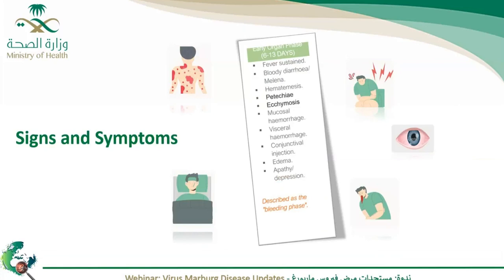The second phase, or early organ phase, lasts from 6 to 13 days after infection, and it's also described as the bleeding phase. Fever will also be sustained, and the patient might complain of signs and symptoms of upper or lower GI bleeding, like bloody diarrhea, melena, hematemesis, or other visceral hemorrhage. A patient might experience petechiae or ecchymosis, other mucosal hemorrhage, conjunctival injection, edema, and depression.